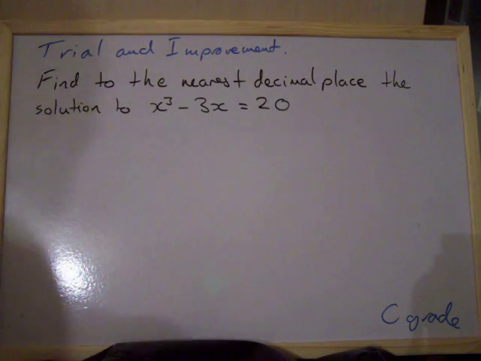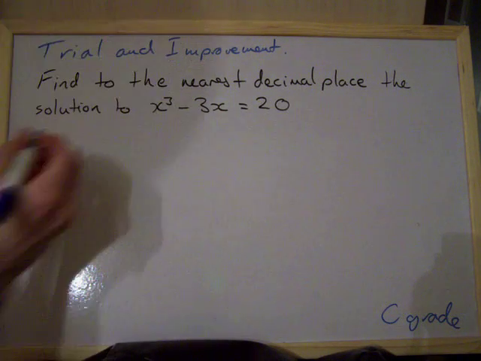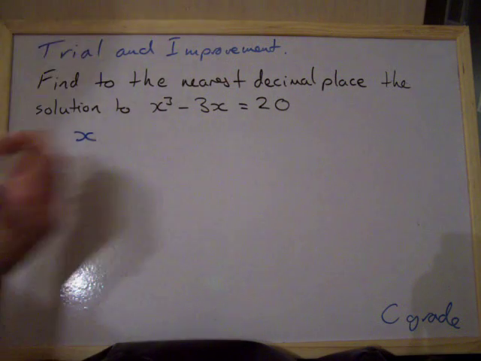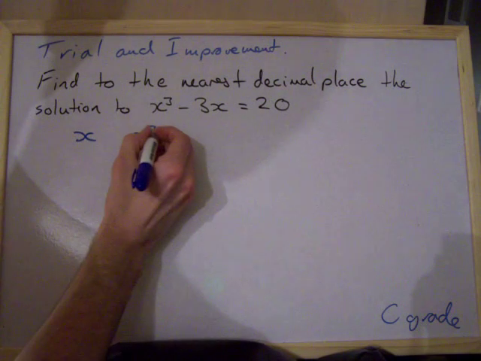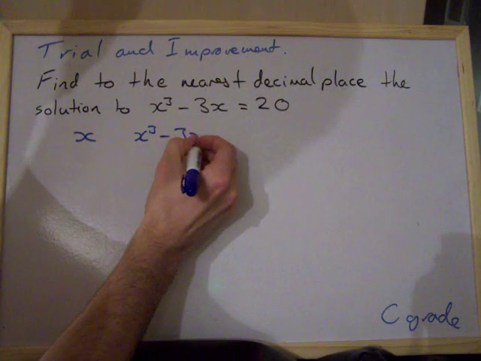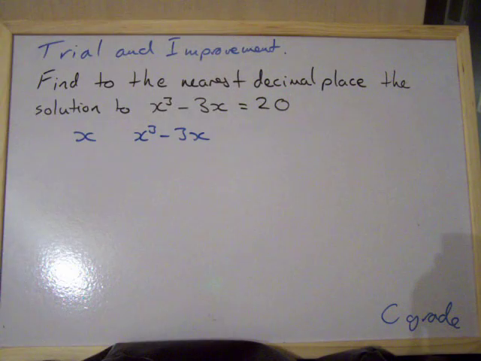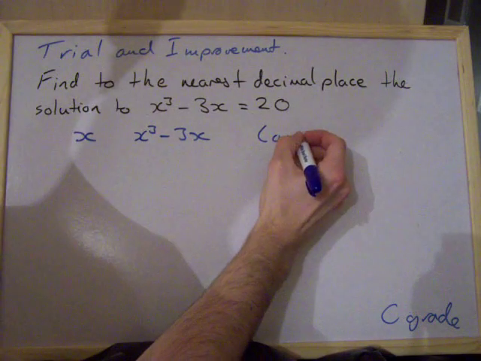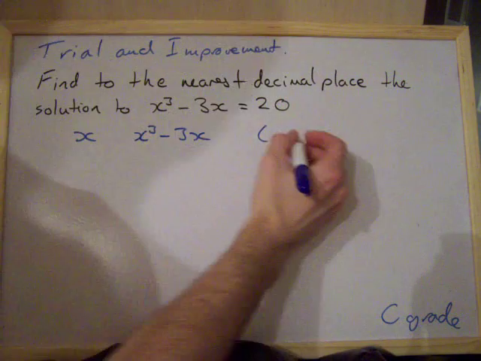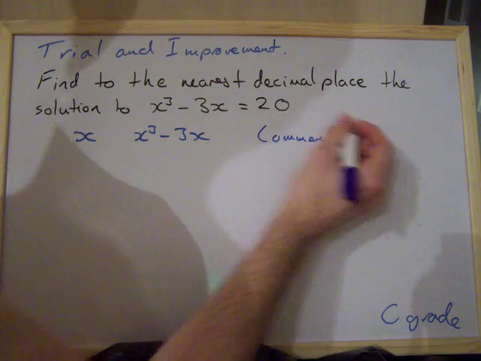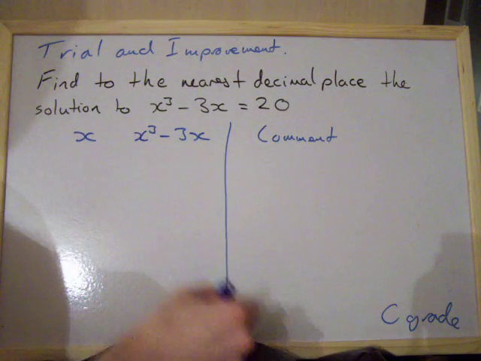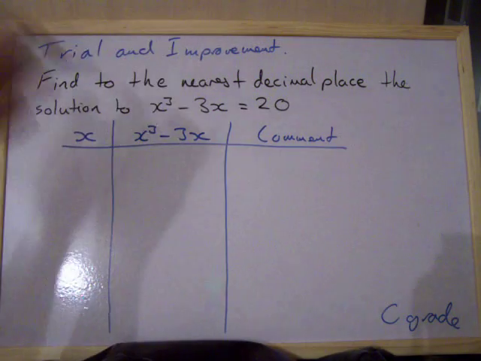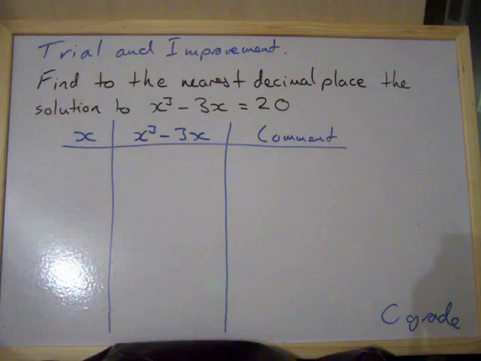Right then, okay, first thing you're going to do is construct a table. You want your possible x values. You also want your actual function, which is x cubed minus 3x, or I should say expression. And then some people write a comment line, but you will need this line, and you'll see what for in a minute. Okay, if you think you can have a go at the solution, then pause it now.